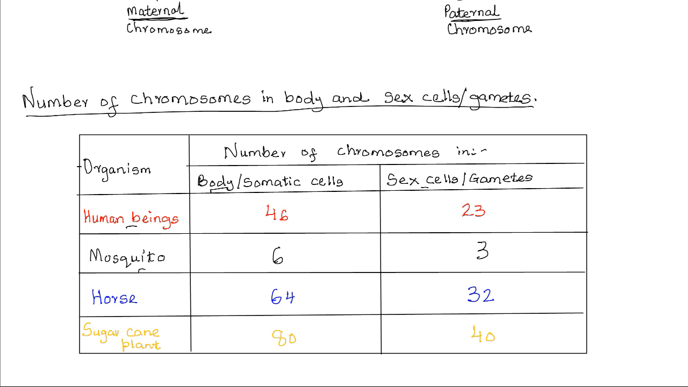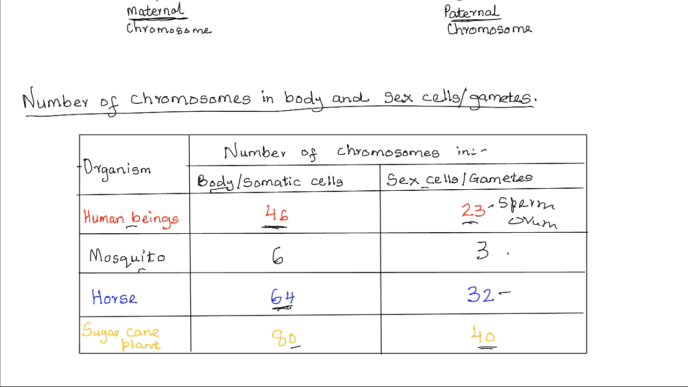Human beings, for example, our body cells carry 46 chromosomes, and the gametes, such as the sperm and the ovum, that is the female gamete, will each carry 23 chromosomes. In the mosquito, 6 for the body cells and 3 for the gametes. The horse has 64 chromosomes in its body cells. That is all the body cells, whether they are muscle cells or the skin cells, white blood cells, the number of the chromosomes is constant, while in the gametes there are 32. In a plant like the sugarcane, the body cells have 80 chromosomes, while the gametes have 40.